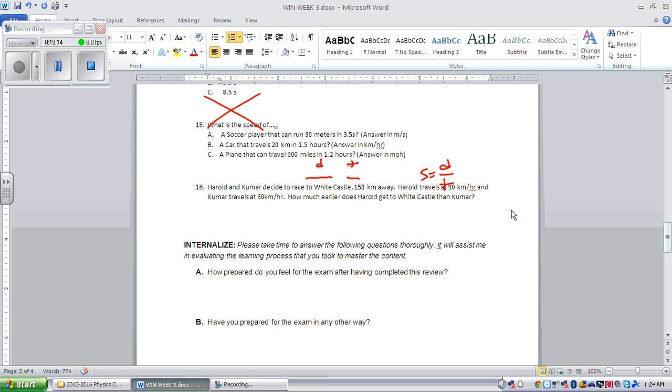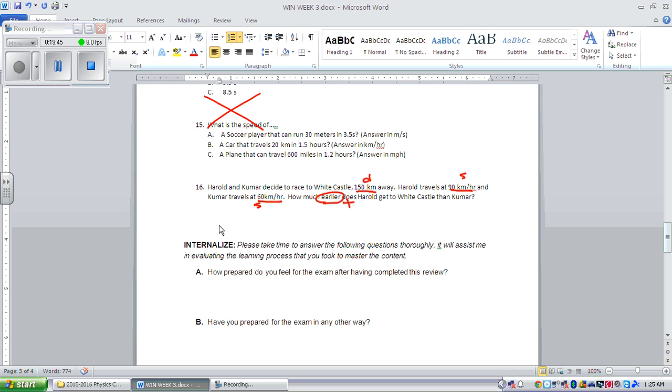The final problem is this Harold and Kumar problem. It says Harold and Kumar decide to race to White Castle 150 kilometers away. So that's going to be given information. 150 kilometers is a distance. Harold travels at 90 kilometers per hour, which is going to be his speed. And Kumar travels at 60 kilometers per hour, which is his speed. How much earlier, so earlier is referring to time, does Harold get to White Castle than Kumar?